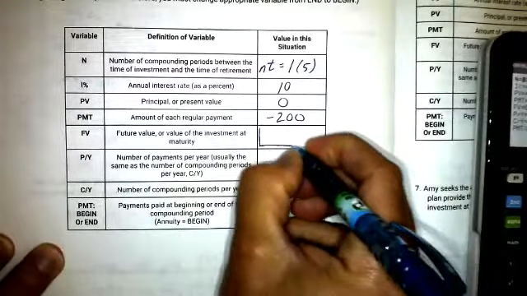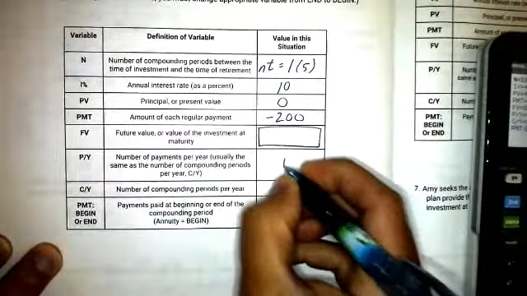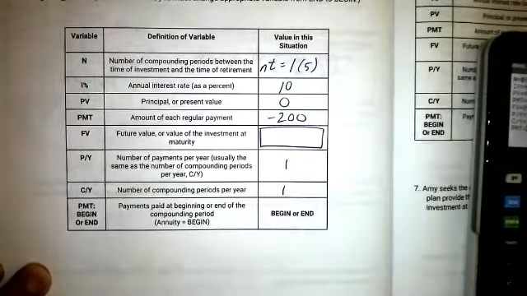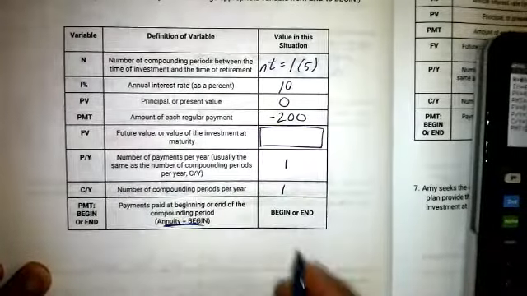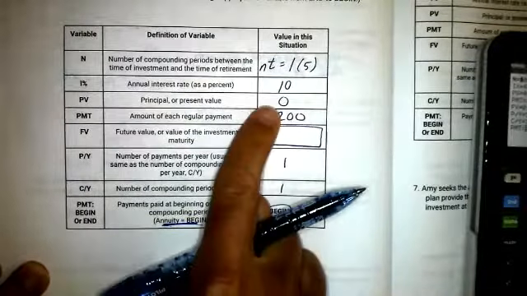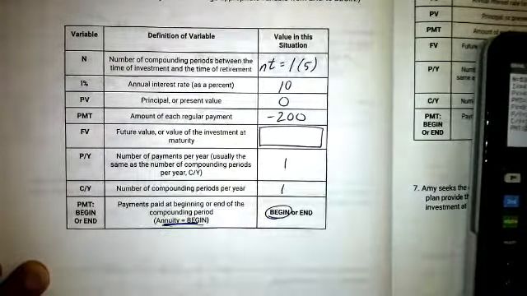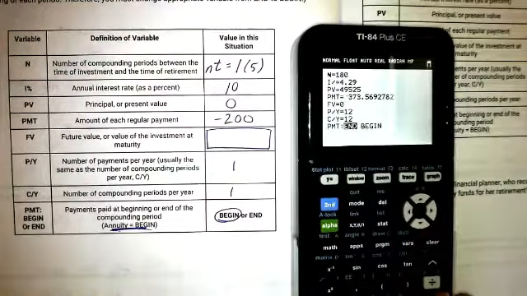We want to figure out what that's going to be in 5 years. Payments per year, we are actually making payments now once a year, and that compounding period, that 10%, is going to run once a year. And then now we get to actually use begin. So at the first part of the year, we'll be investing $200, and then at the first of every year, we'll be investing that $200. So we'll do 1 times 5.